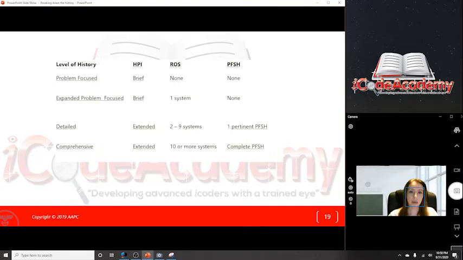And the last and final level when we're leveling our history is going to be comprehensive. This needs an extended HPI, at least 10 or more review of systems, so that's that complete review of systems, as well as all 3 of past family, social, and medical history.